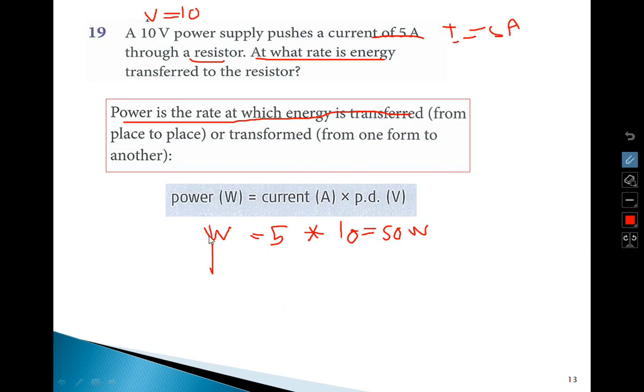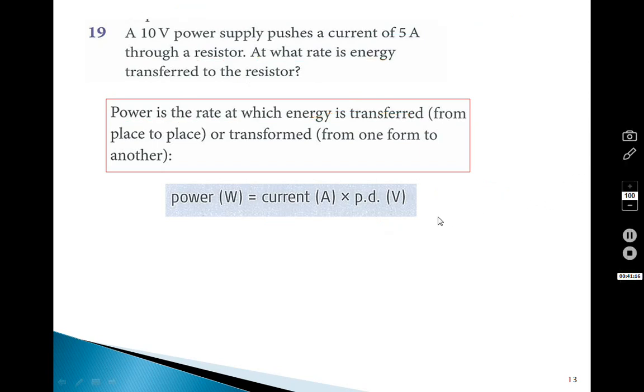This is the power P. P is equal to I times V. P is measured in watts, I is current, V is voltage. So P is equal to 5 times 10, which is 50 watts. So the rate at which energy is transferred is 50 watts.